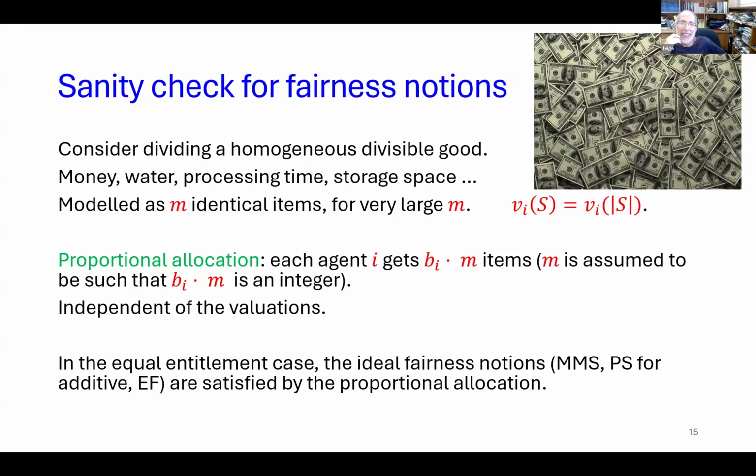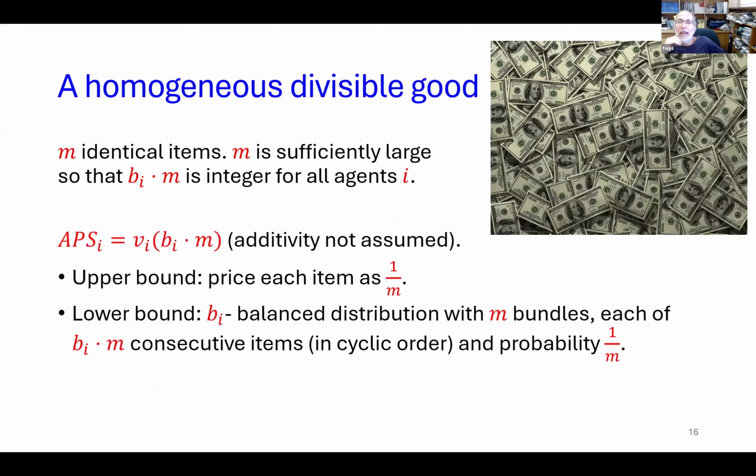it's not a theorem, but we assume that this is a reasonable allocation to do in the case that you have a homogeneous divisible good. And indeed, in the equal entitlement case, if we look at the ideal fairness notion, the MMS, the proportional share for additive valuations, and the free allocation, all are satisfied by the proportional allocation. So now let's ask whether the APS satisfies it. So we claim that indeed the APS value for an agent i is the value that she assigns to exactly b_i times m items. So exactly what you would get by the proportional allocation.